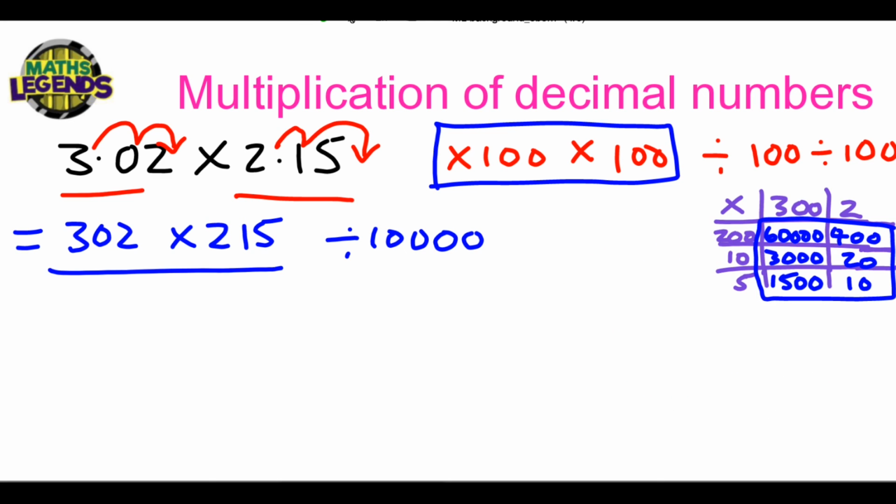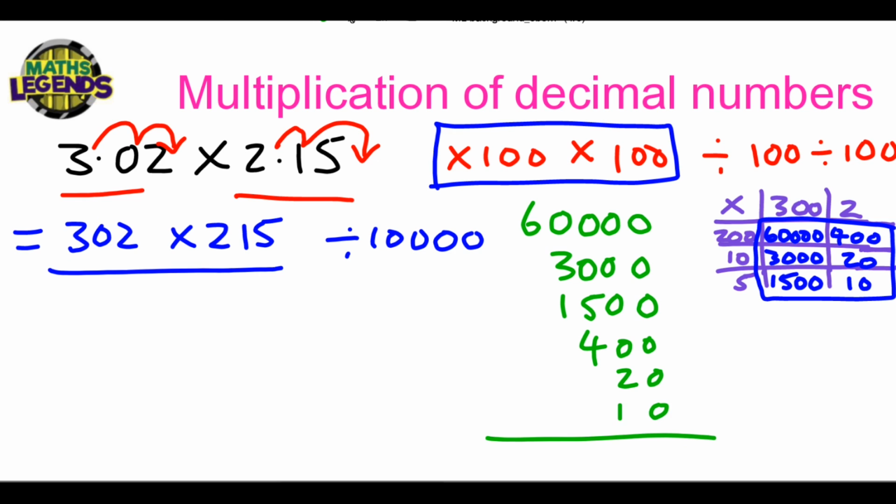So we write down 60,000, 3,000, 1,500, 400, 20, and 10. Now it's important to align your units, your tens, your hundreds, and so on. So here, the last column, we add up, which is 0. Then the next column, 2 add 1 is 3. Next column, 5 add 4, which is 9. Next column, 3 add 1, which is 4. And the next column is 6.